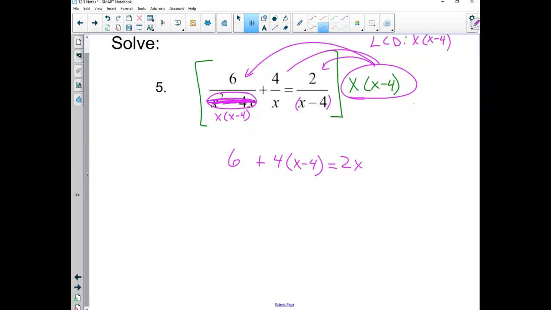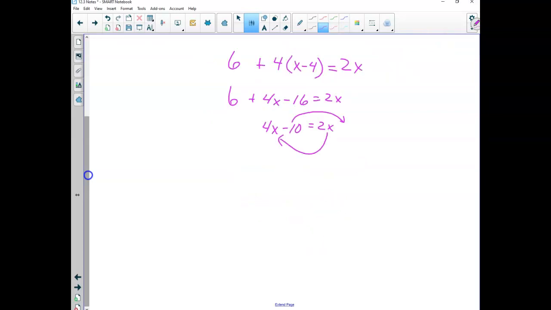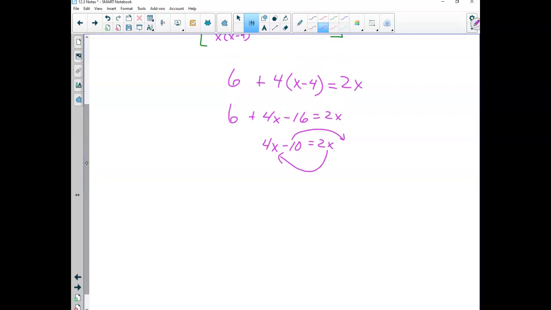So then I say, well, this is 6 plus 4x minus 16 equals 2x, right? And then I can see here, well, this is 4x minus 10 equals 2x. So what I'm going to do is push my 10 over here and my 2x over here because I like to keep my x's positive, right? So that's going to be 2x equals 10, which means x better be equaling 5.